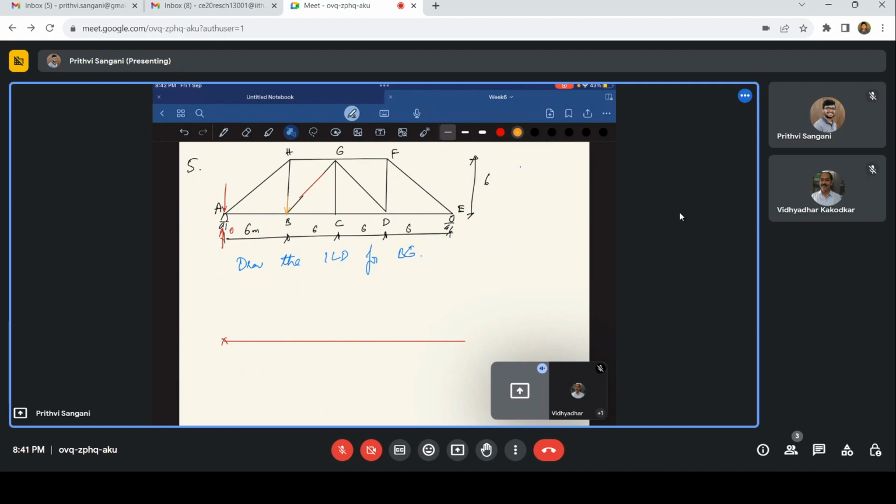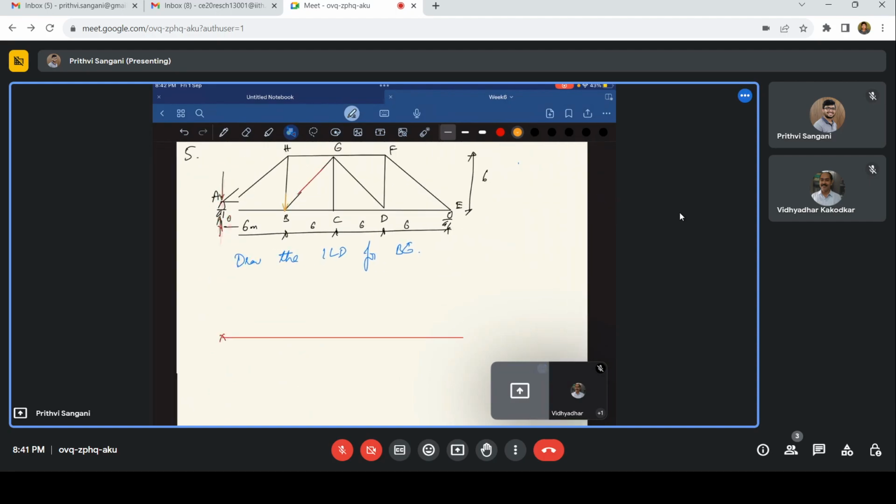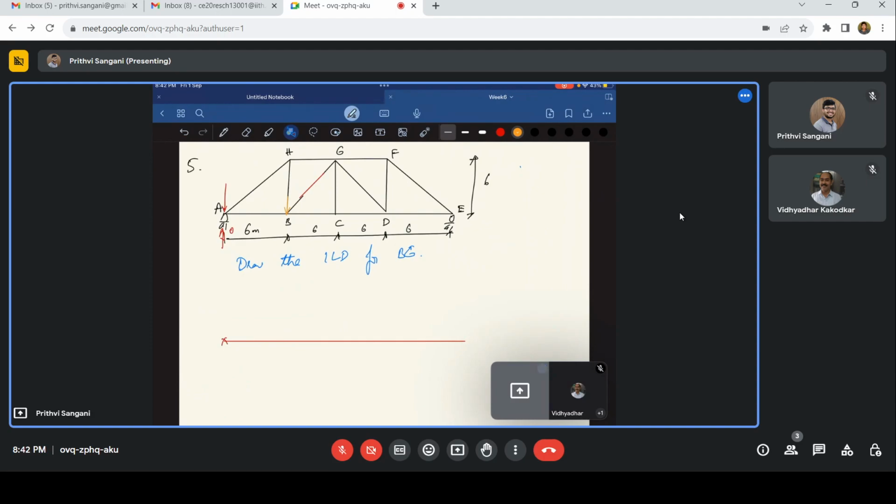So when my force is at B, I'll take my support reactions here. I'll take this as my support reaction. So I need to do some analysis. My force at B is 1 kilonewton downwards. Let me solve it. X times 24 is nothing but 1 times 18. So x is 18 by 24, that is 3 by 4, which is 0.75.